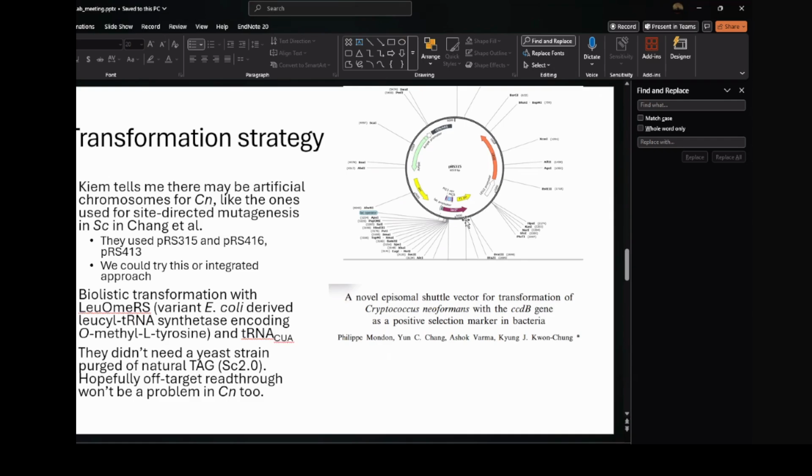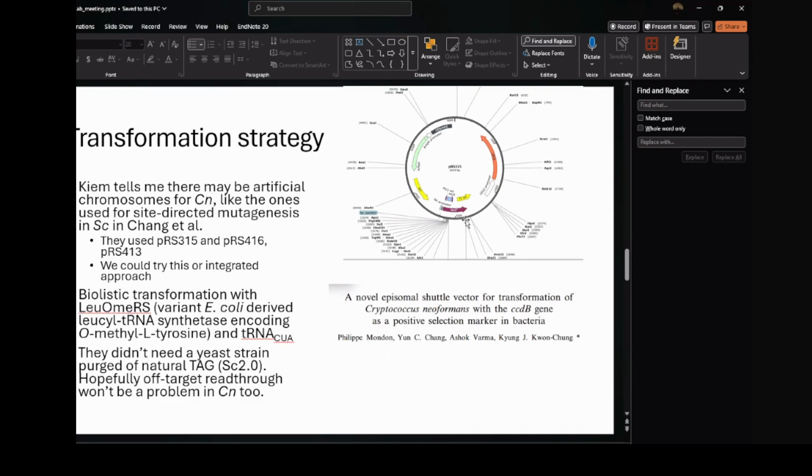I guess they still kept it in their fermentation under selection, maybe. Yeah, but they used the promoter. Yeah, we have all these plasmids, we have all of them. I don't know if they're going to be useful to us, but we do have them.